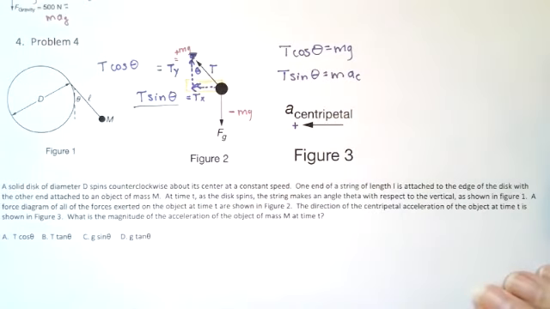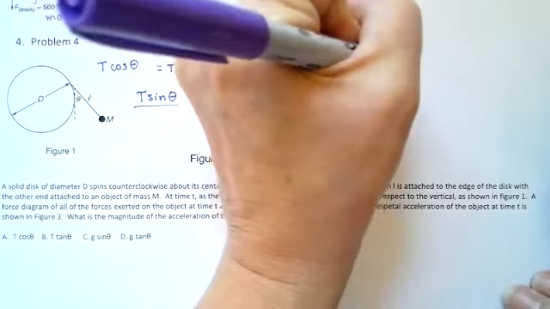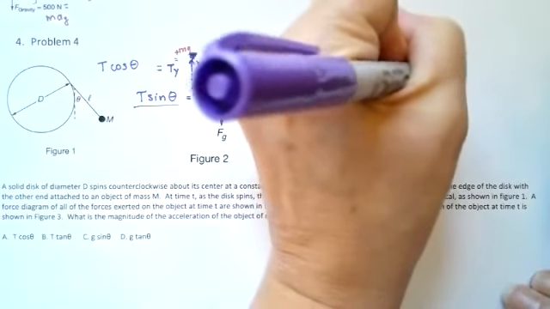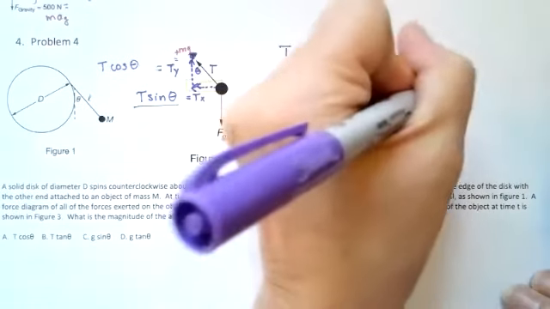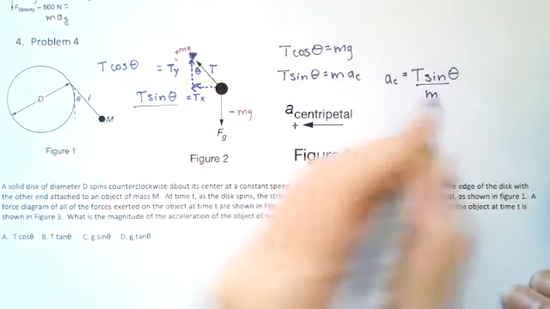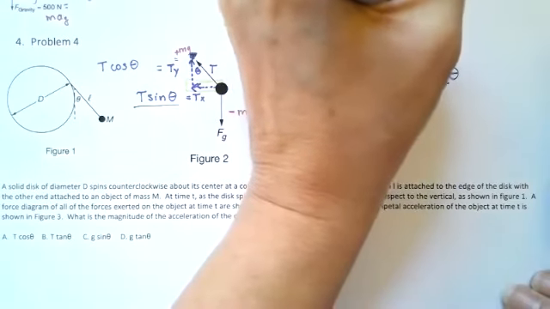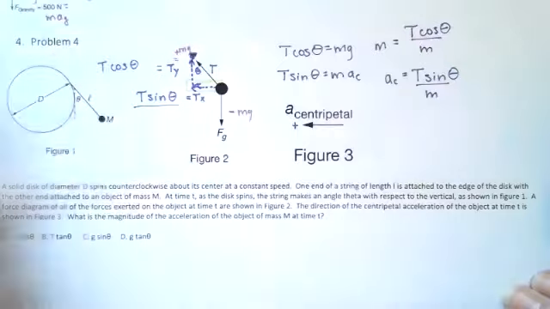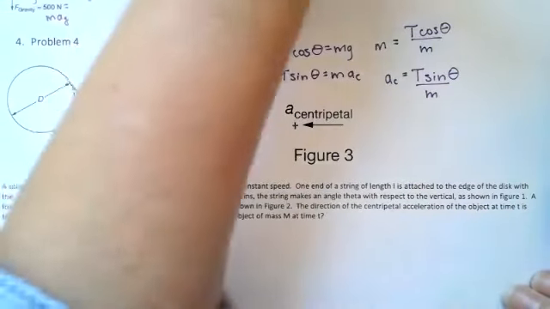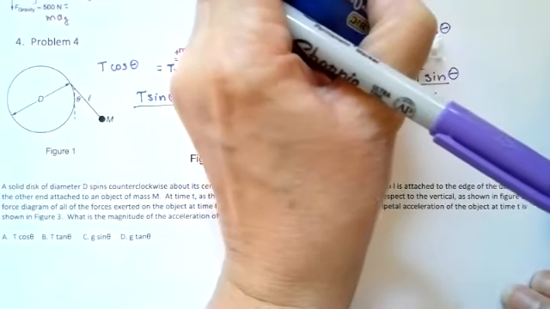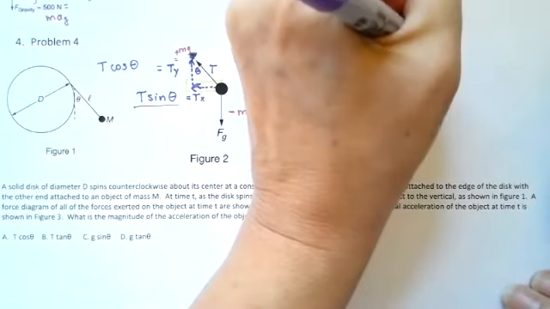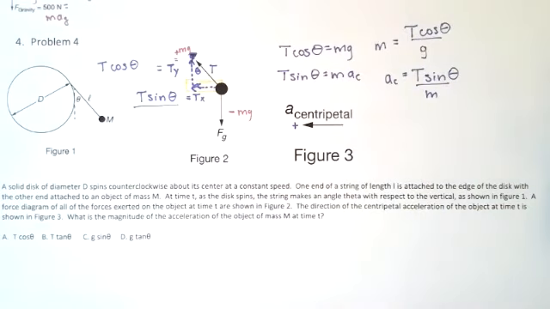Let's put this in terms of AC. Let's say AC equals T sine theta divided by M. So I divided this side by M and that side by M, and I put that in terms of AC. And I'm going to put this in terms of g. I'm going to say that T cosine theta is divided by gravity, not M, sorry. So don't get too freaked out, because all I'm doing here is algebra. I've got some fancy algebra going on.